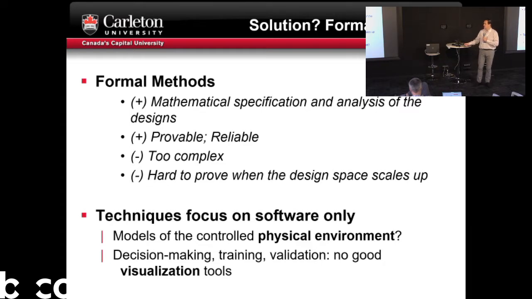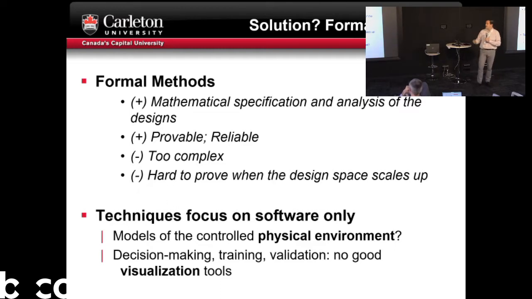Disadvantages are that most existing formal methods might be too complex to be useful, and demonstrations and proofs become harder and harder when the design space scales up. There's an explosion of states. There's constant work in this field, but it's still applicable only to small parts of a complex physical system. Another main problem that most formal methods still have is that the techniques focus on software only. So you have a good model of the control system, but not of the controlled physical environment, okay?